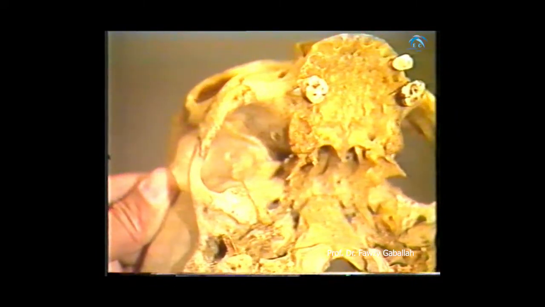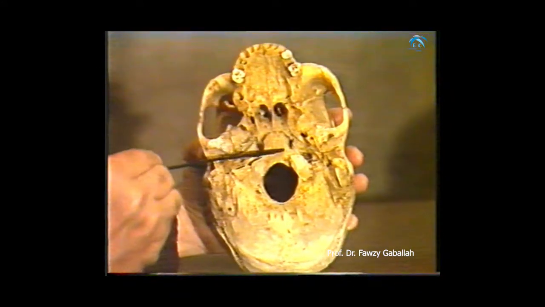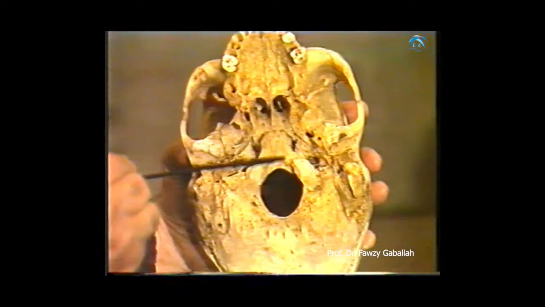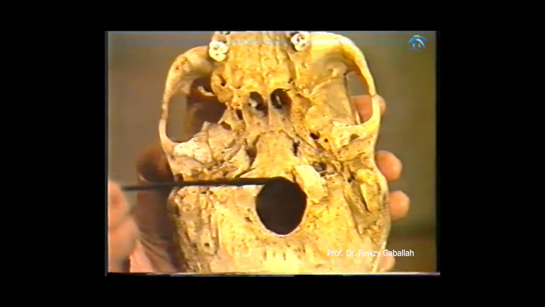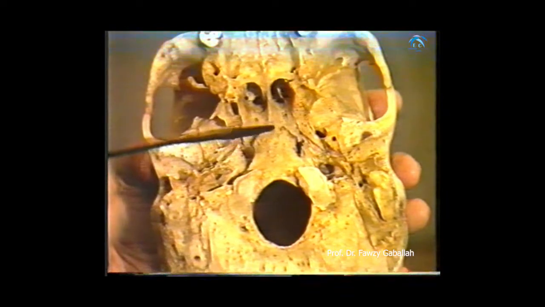Note that the lateral pterygoid plate gives origin to the lateral pterygoid muscle from its outer surface and to the medial pterygoid muscle from its inner surface. This is the basilar part of the occipital bone that extends from the foramen magnum to the body of the sphenoid bone, which lies under the vomer.